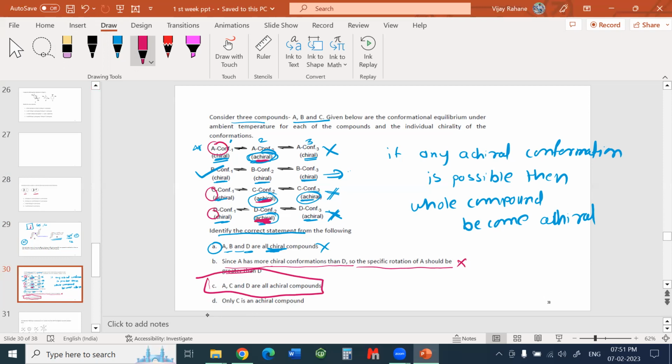So we need to always keep in mind, please note this point: if any achiral conformation is possible for a molecule, then the whole compound becomes optically inactive or an achiral compound, right?